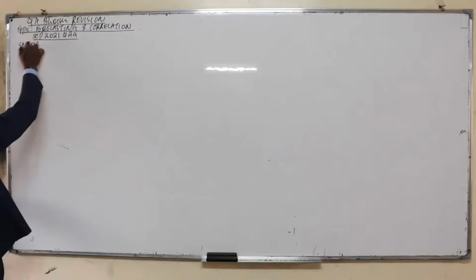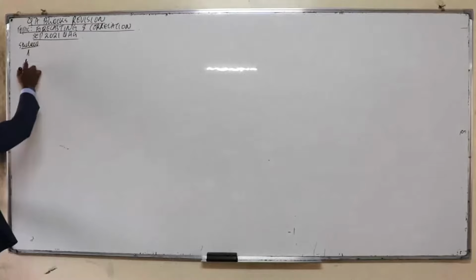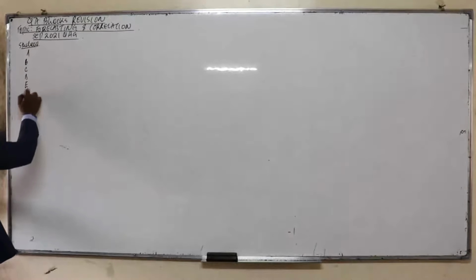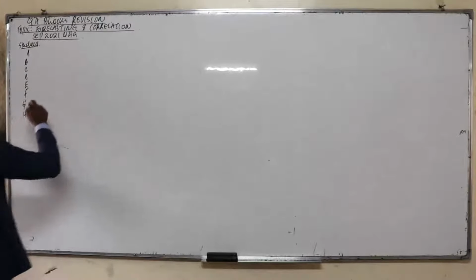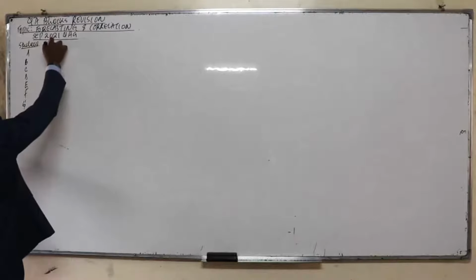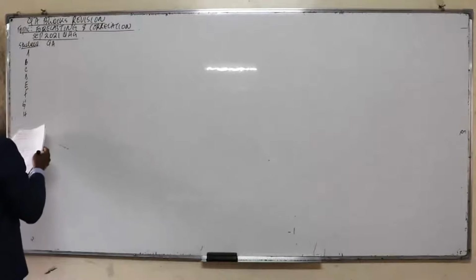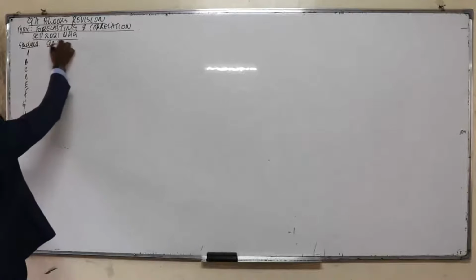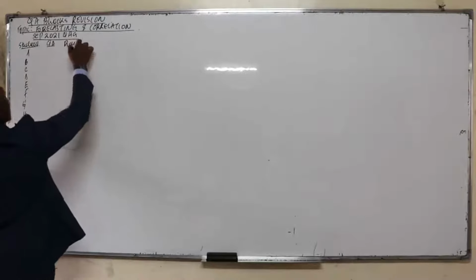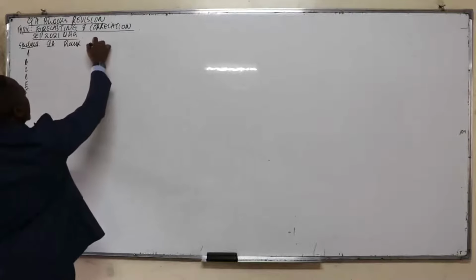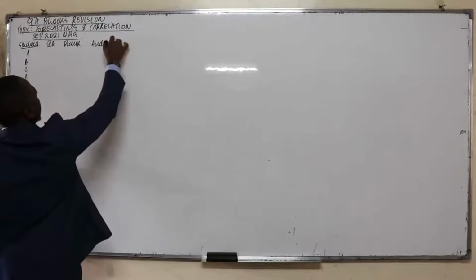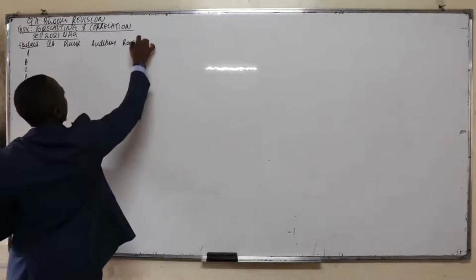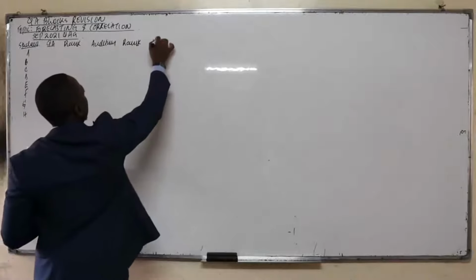So we have students A, B, C, D, E, F, G, H. We have the marks scored in QA. Then you rank them. Also in auditing, you also rank. And then you get d squared.